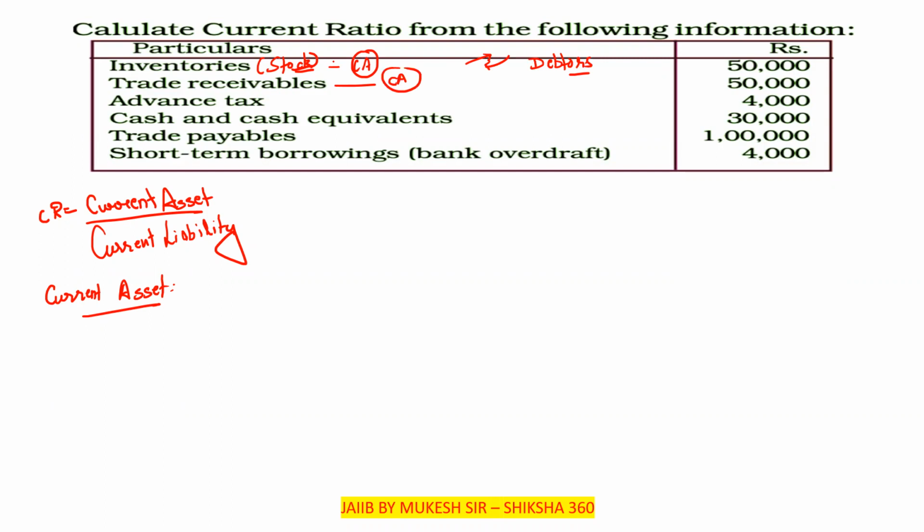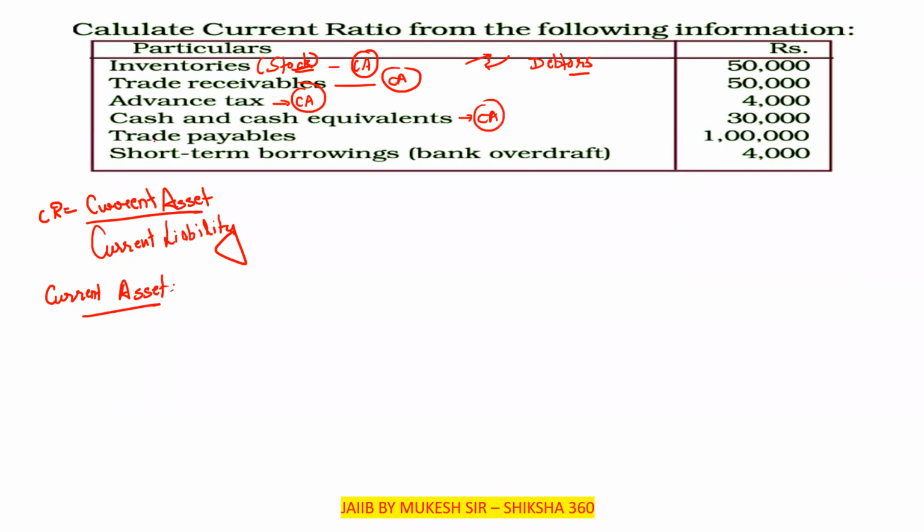Advance tax: what we have to pay in the upcoming time, we have already paid. So it also comes under the asset. Cash and cash equivalents: whether it is a current asset or liability, this is also a current asset.